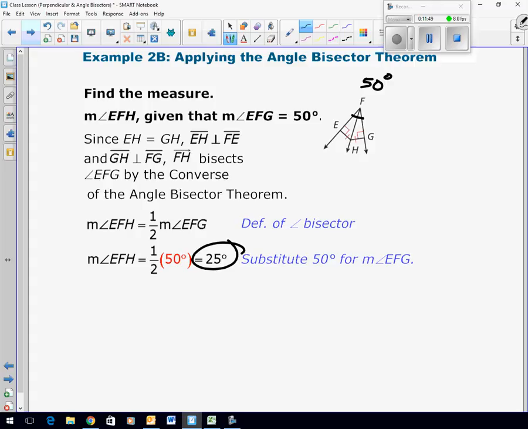angle bisectors do what? They bisect it. They cut an angle in half. They divide it into two equal parts. Okay?